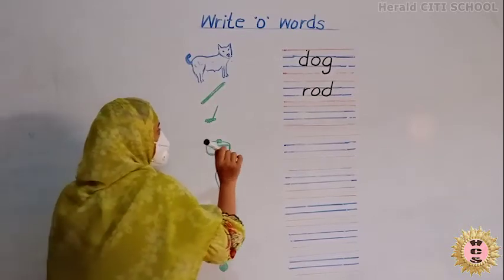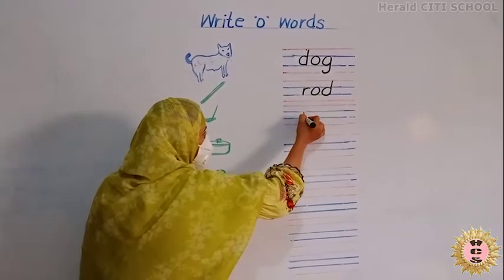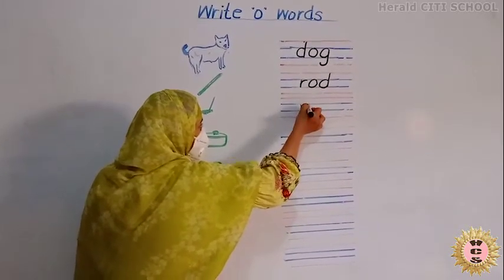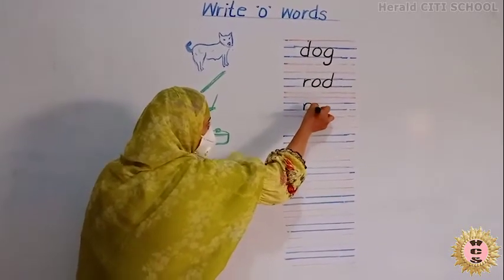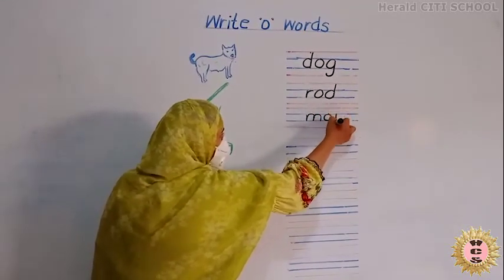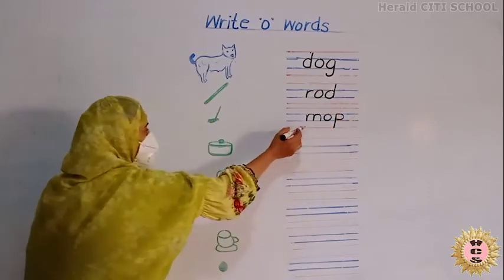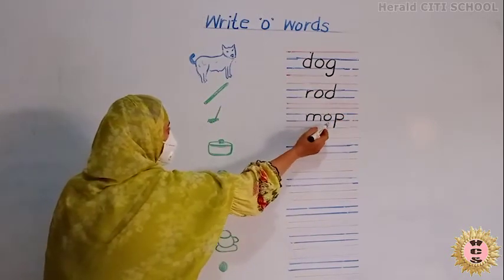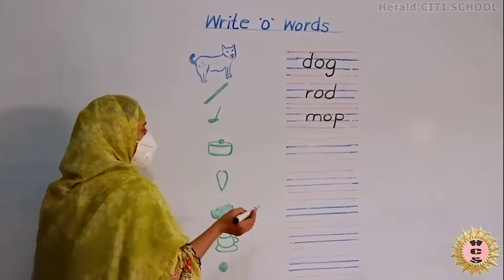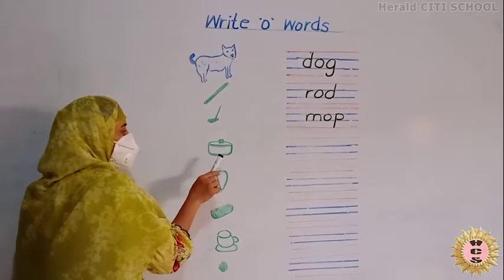And what is this? Yes, this is a mop. And the spelling of mop is M, O, P. Mop. Read it again. M O P. Mop.